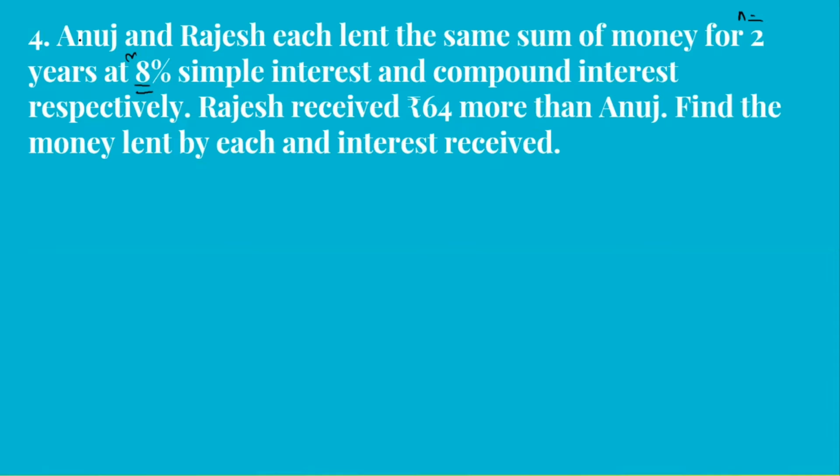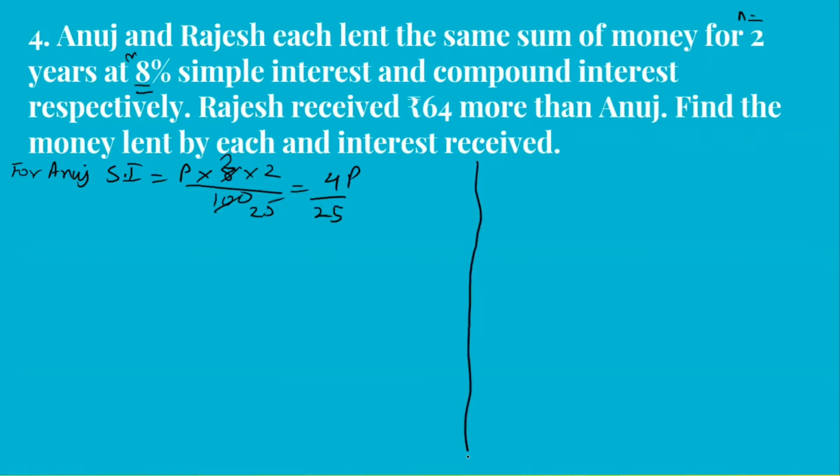So we understand that Anuj has lent the money by simple interest. So let us find for Anuj. For Anuj, the simple interest is equal to PRN by 100. P is the money lent, which we don't know. Rate of interest is 8, N is 2, upon 100. So 4 2s are 8, 4 25s are 100. So we get 2 2s are 4P upon 25 is the simple interest. Okay, 4P upon 25 is the simple interest for Anuj.